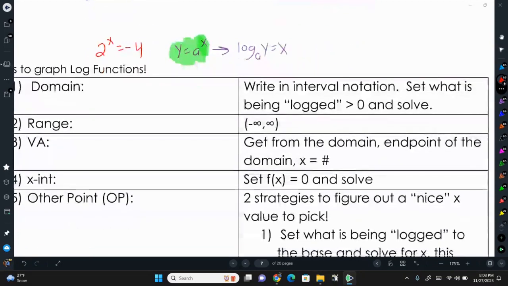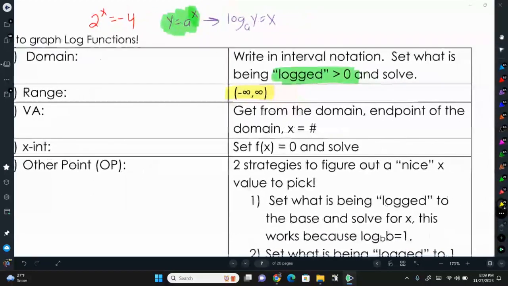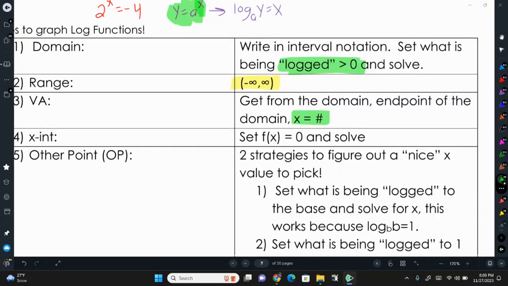So that's why we can't take the log of a negative number. So to find the domain, we're going to set whatever is being logged, the stuff inside the log, greater than 0 and solve. The range is always negative infinity to infinity. The vertical asymptote is the end point of our domain. So once we find the domain, that also tells us our vertical asymptote. Or you could find the vertical asymptote and then have that help your domain.